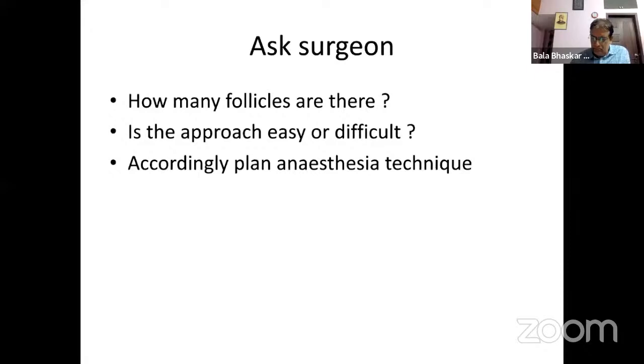There can be very few follicles, like 2 or 3, and they are called poor responders, or there may be some 20 to 25 or even 30 follicles, which are good responders. Accordingly, and whether the approach to the follicles is easy or difficult, that question also we should ask. Accordingly, we should plan the anesthesia technique.